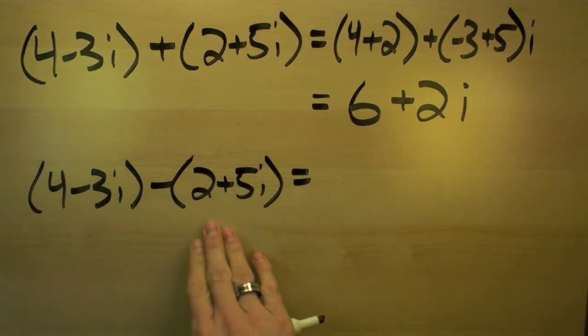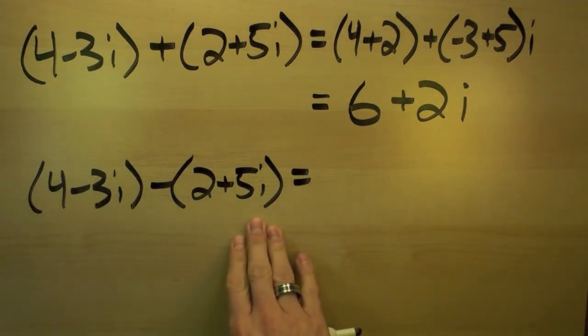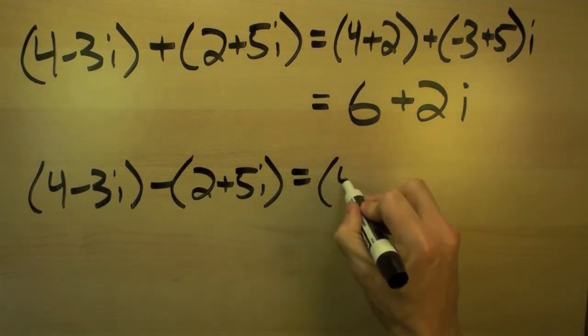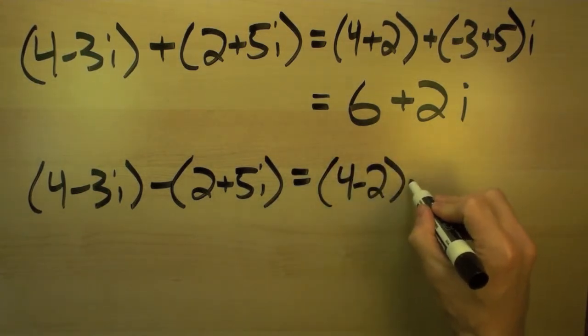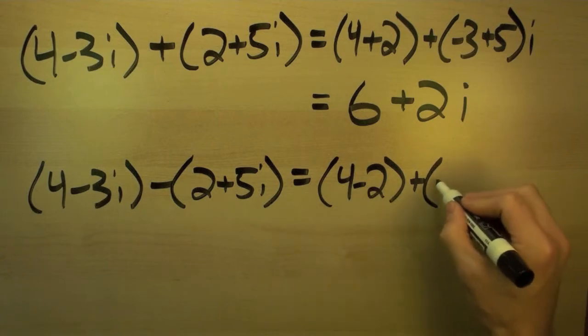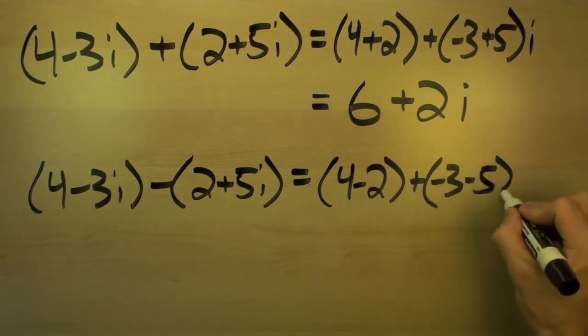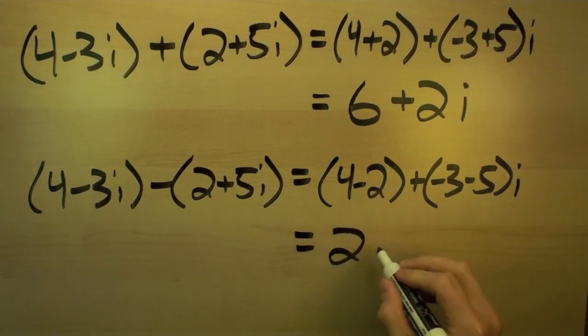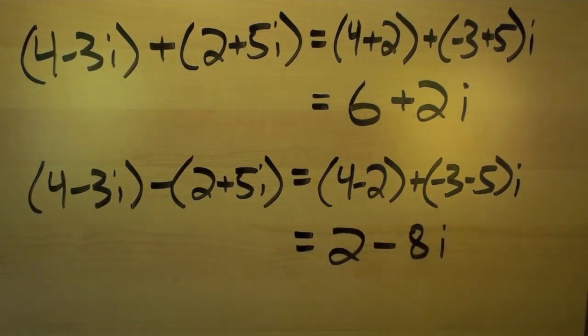To subtract complex numbers, again, we're pretty much just combining like terms, except now we have to keep in mind that we're subtracting, so we have to keep an eye on our negatives. So here we've got 4 minus 2 plus, now it's -3 minus 5 times i, giving us 2 minus 8i.